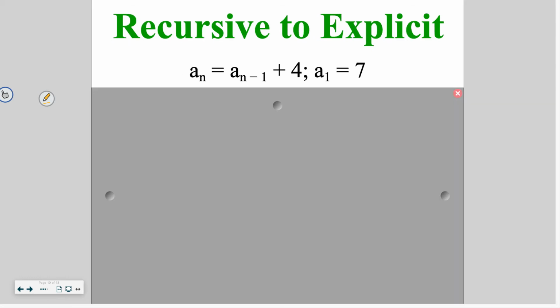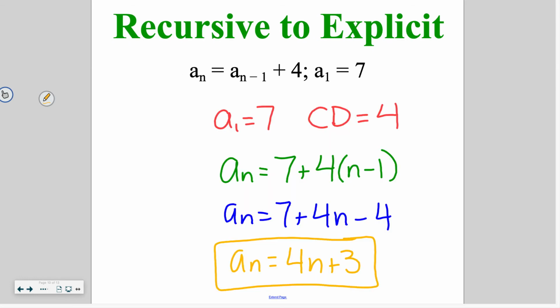Go ahead and try this one on your own. When you do this, you've got a_1 is 7, the common difference is 4. So you're going to go ahead and plug it in, distribute, and get a final answer of 4n plus 3.